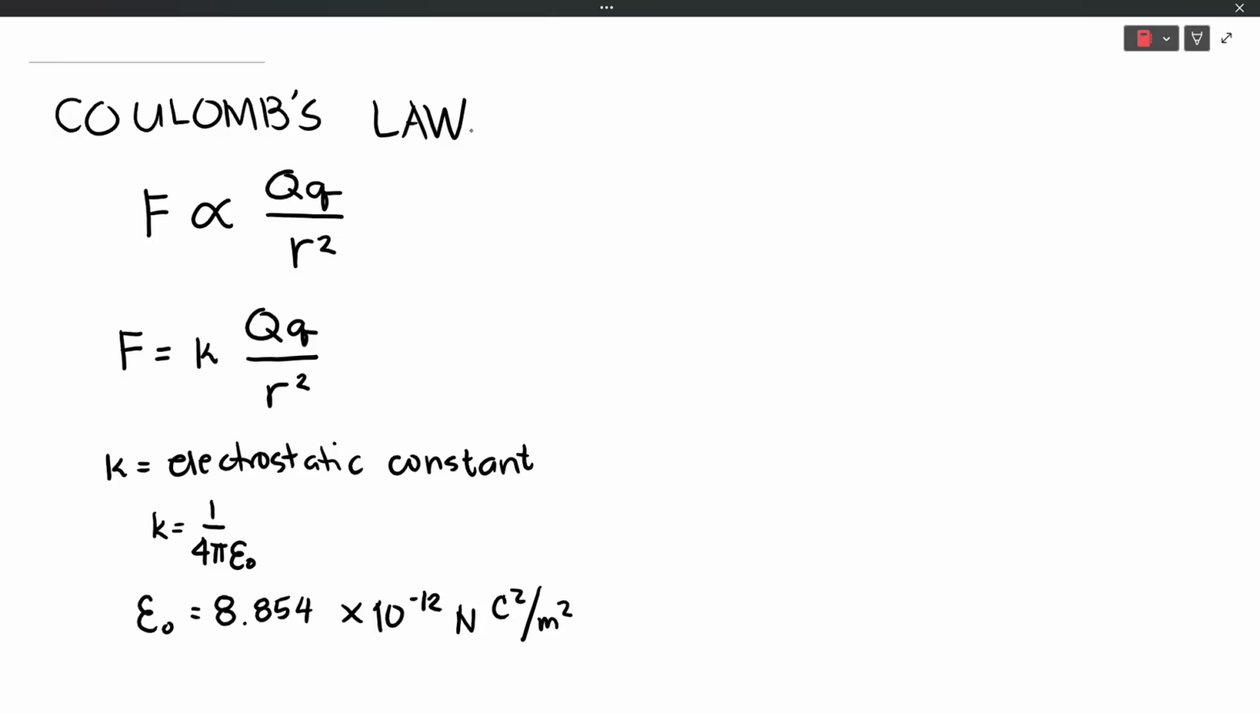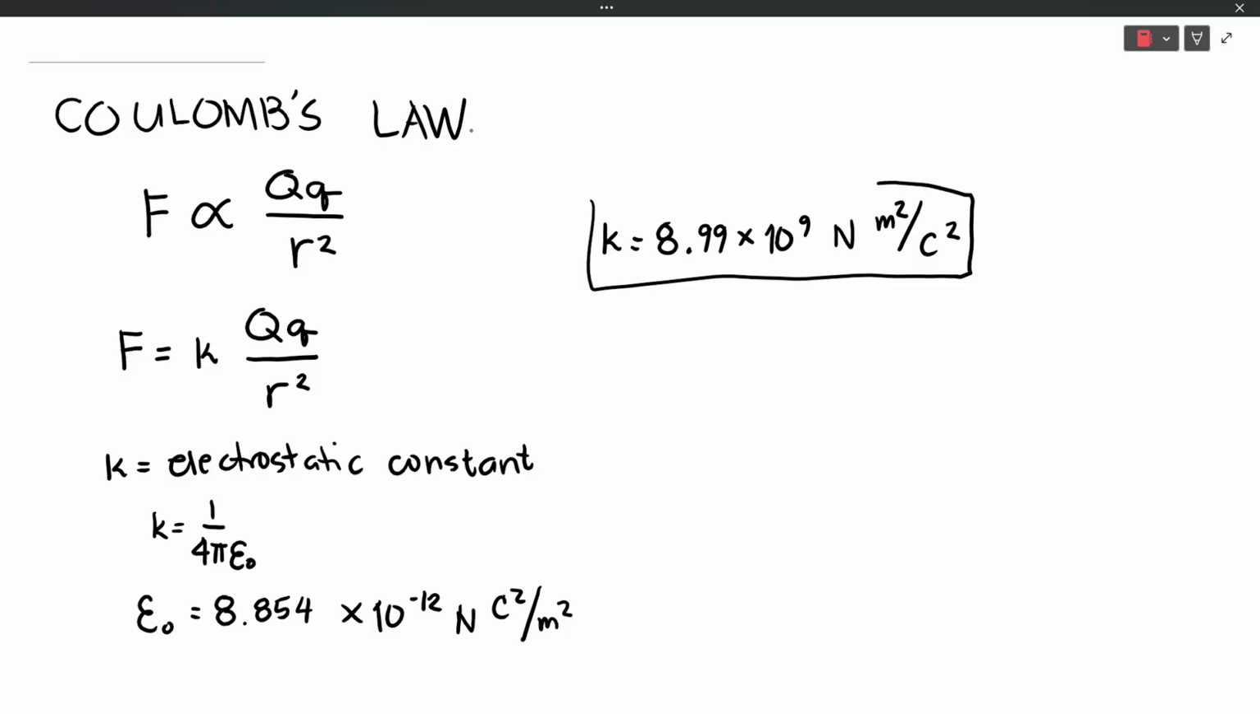Now, if we're going to solve for the electrostatic constant K, kung gagawin natin yung 1 over 4 pi times the value 8.854 times 10 raised to negative 12 Newton Coulomb square per meter square, then K is equal to approximately 8.99 times 10 raised to 9 Newton meter square per Coulomb square. And that is the value of K. So that's what we're going to use, at yan yung gagamitin natin sa lahat ng solving natin on Coulomb's law.